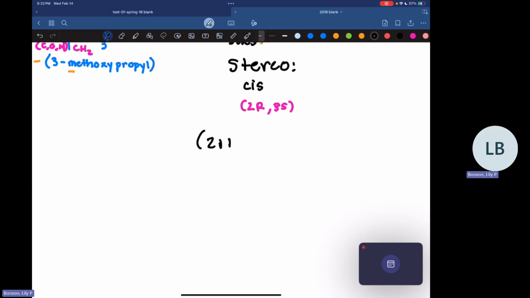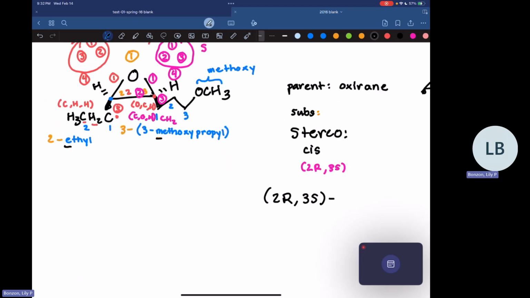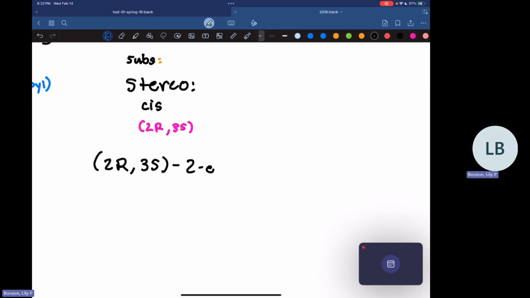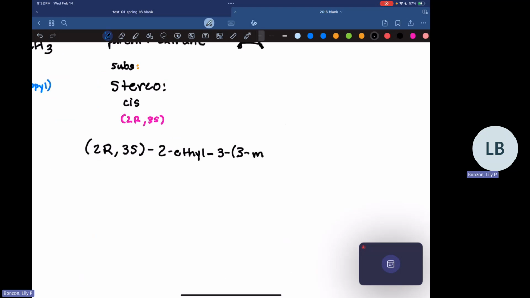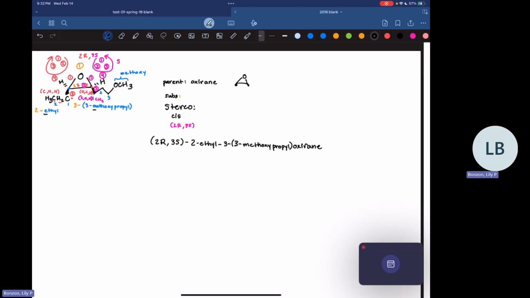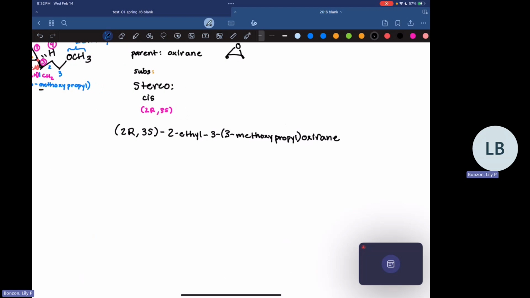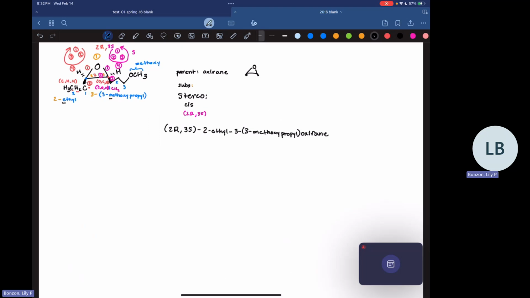2R, 3S, and then we've got our substituents. So again, we're going to be comparing methyl versus ethyl. Ethyl is going to come first. So we've got 2-ethyl. We've got 3, dash, comma, 3-methoxypropyl. And then we've got our parent name, which is going to be oxirane. So that would be the nomenclature if you wanted to do the oxirane nomenclature. And again, you could either do the R and S or you could do the cis and trans. Either one would be correct.